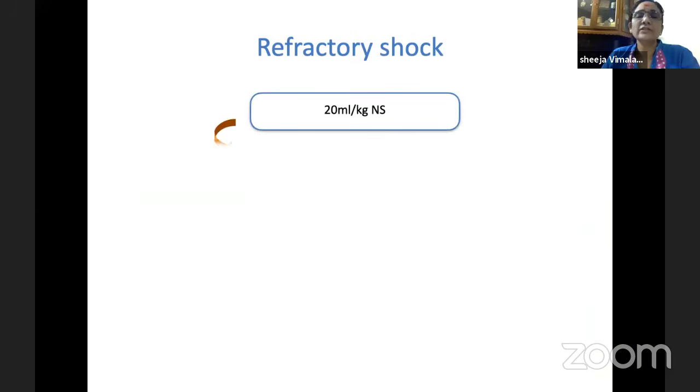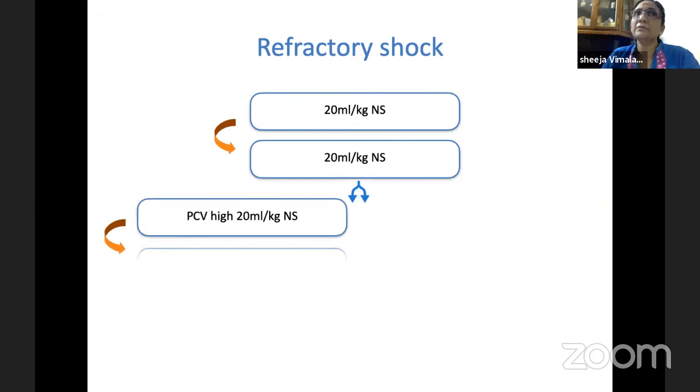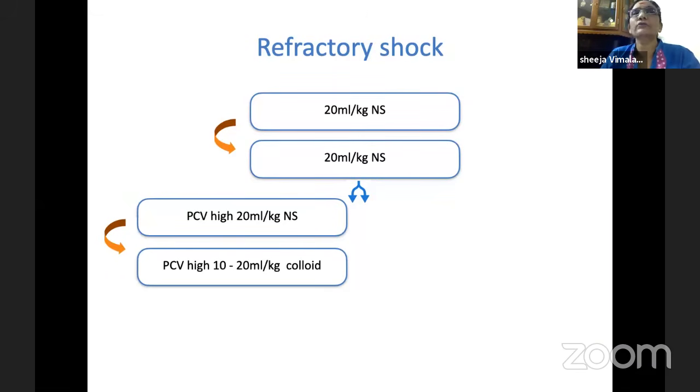So now if the child is in shock after the 20 ml per kg of NS, you can repeat a second 20 ml per kg of NS. If the child continues to be in shock even after second 20 ml per kg of NS, send a PCV. If the PCV is high, that means the capillary leak is happening, you go for a third 20 ml per kg of NS. And after the third 20 ml per kg of NS, if the child continues to be in shock and the PCV is high, go for colloid.